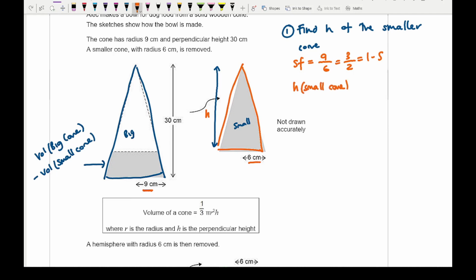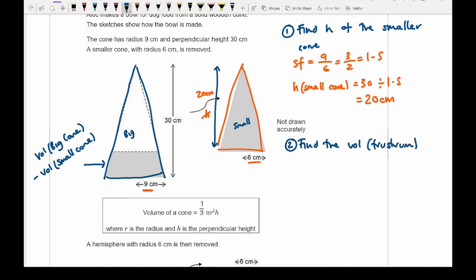And because I'm going from big to small, what I need to then do is take the height of the big cone and divide it by the scale factor, which is 1.5. And that gives me an answer of 20 centimeters. So this then becomes 20 centimeters. Then from this, what I can then do, step 2, is find the volume of the frustum.